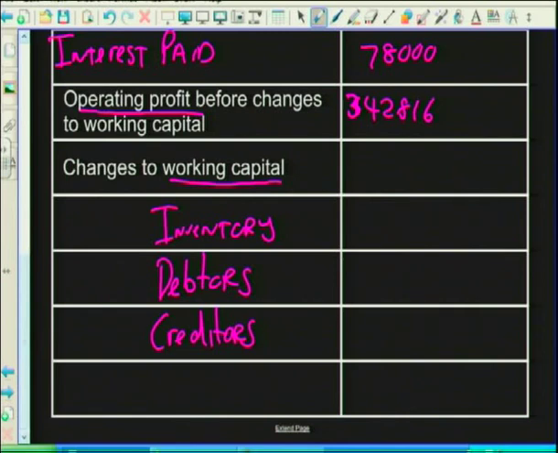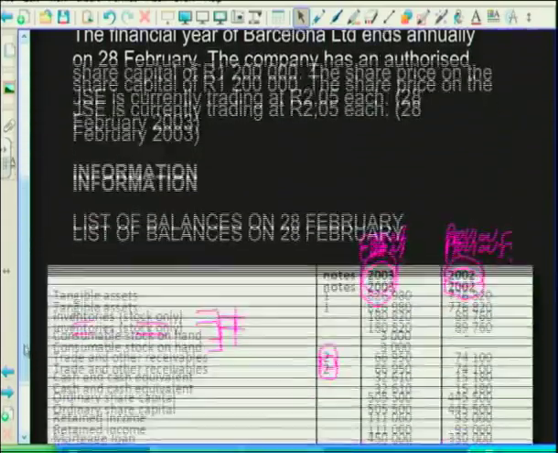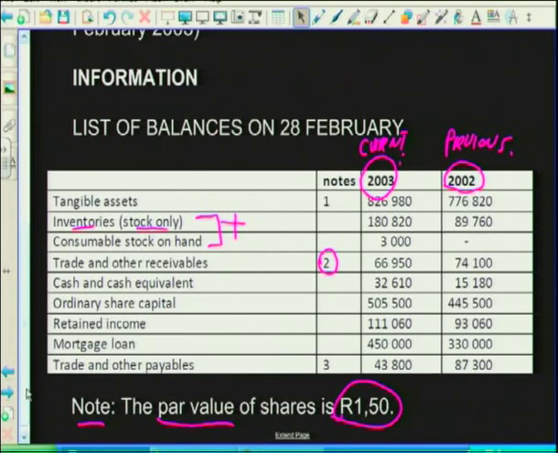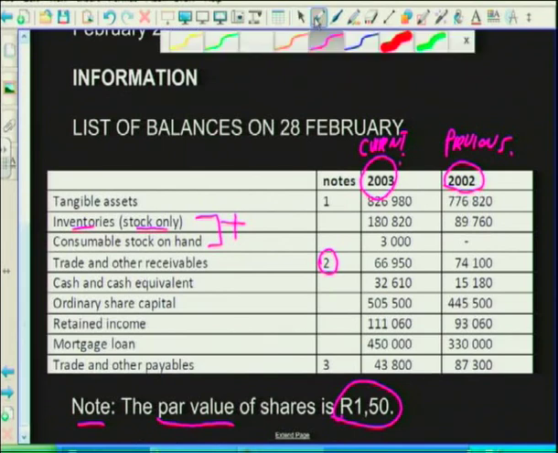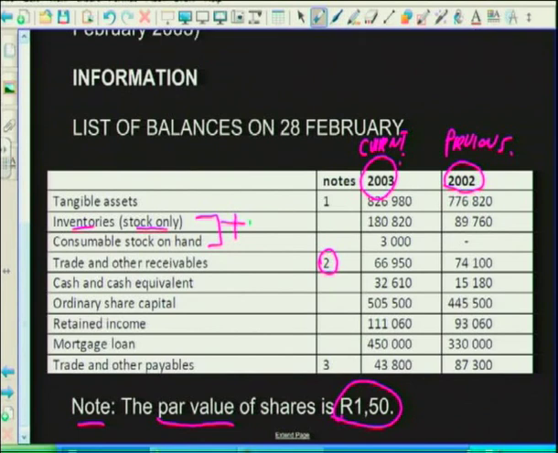Your three items listed, starting with inventories, debtors, creditors, are all found in your balance sheet. So let's go now to the extract for the balance sheet. There we go. There's that extract for the balance sheet. Let's start now with inventories. That's the first item that we are looking at. Okay, there we go. Inventories.